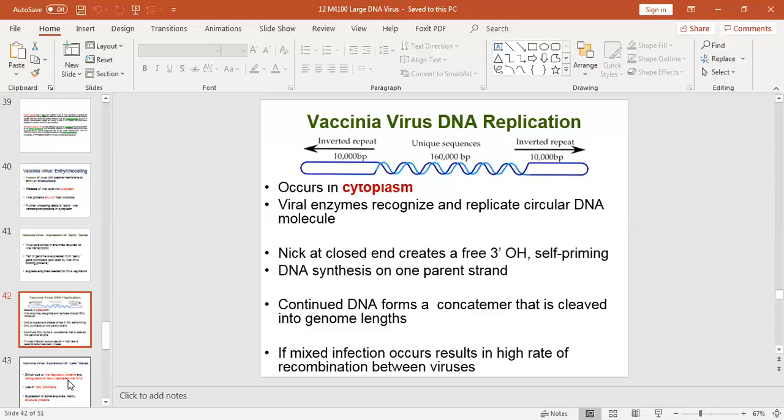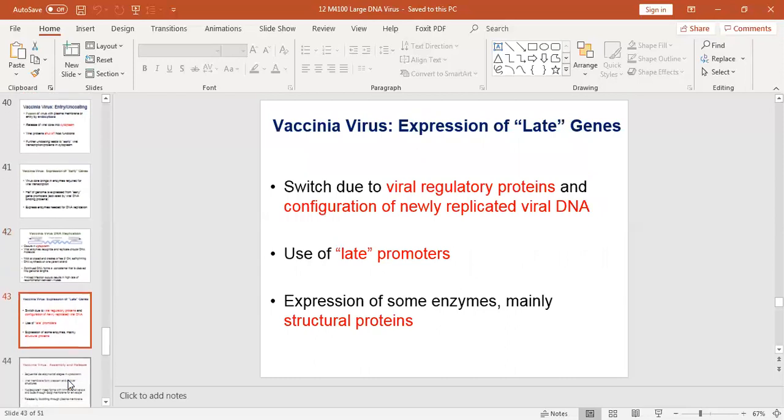So imagine if you have two viruses at the same time, and there is a recombination event happening when the virus uncoats and DNA is ready for replication and unwinds, resulting in a new genome structure and leading to new viruses. What about vaccinia virus expression of late genes? Slide number 43.